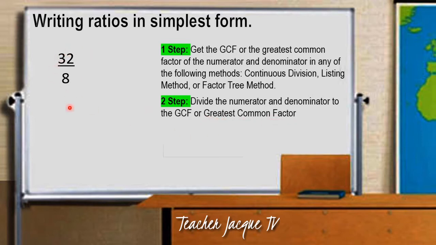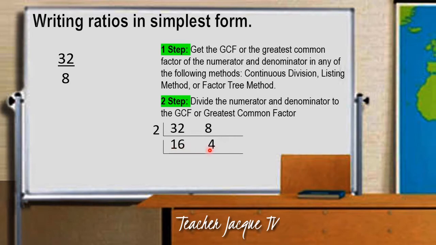Now, let's get the GCF of 32 and 8. Okay? For example, you don't know that 32 is divisible by 8. So, gamit ka muna ng mas mababang number. So, we know that 32 and 8 are both divisible by 2. So, gamit muna tayo ng 2. 32 divided by 2 is equal 16. 8 divided by 2 is equals to 4.